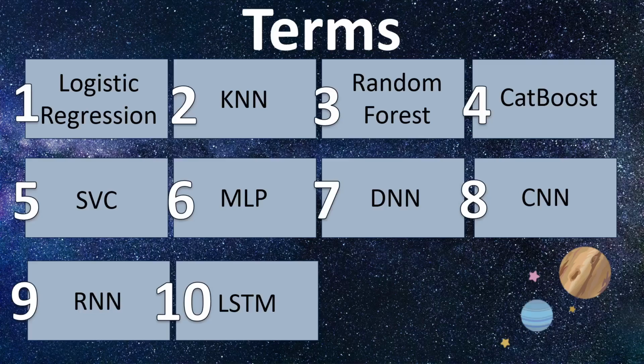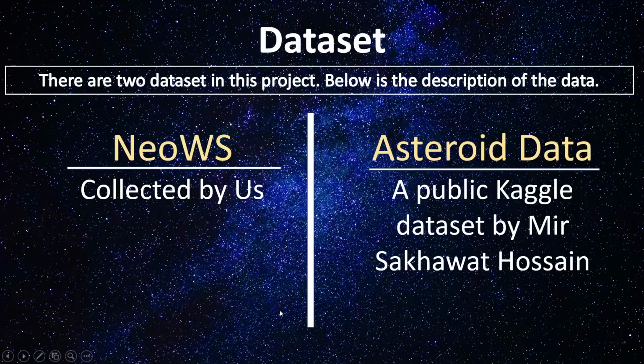As I mentioned before, we're going to use 10 different models. We're going to use 5 different machine learning models and another 5 deep learning models. For the machine learning models, we're going to use logistic regression, k-nearest neighbor, random forest, CatBoost, and support vector classifier. Whereas in deep learning, we're going to use multilayer perceptron, deep neural network, convolutional neural network, recurrent neural network, and LSTM.